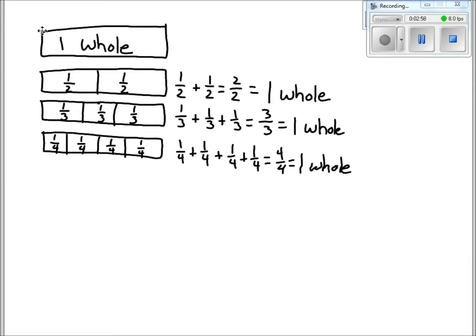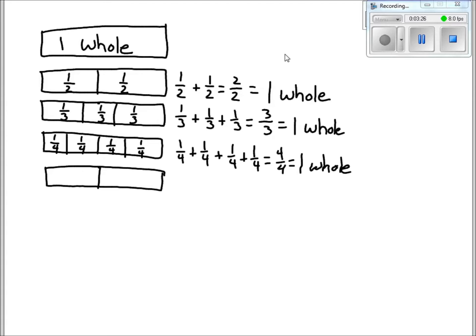Next, let's draw another whole. And let's divide this one up into sixths this time. So since six is an even number, we can start by finding the middle. We can start by finding 1/2. Let's draw our 1/2 line. And now I need to divide each half into thirds.